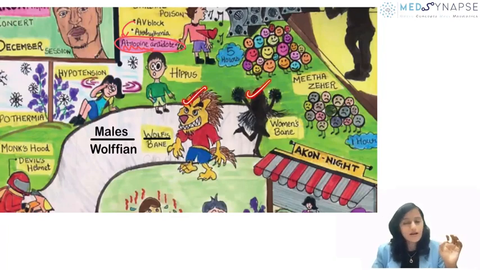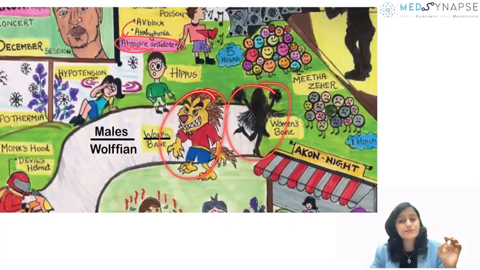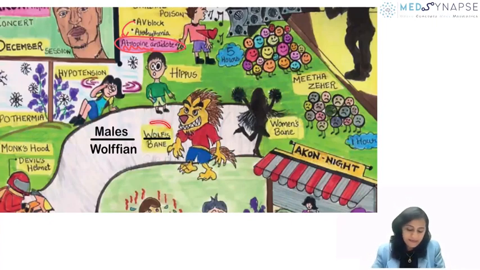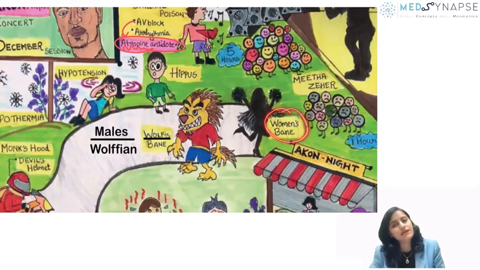Who were there in the concert? The males also and the females also. So wolves, males are wolves, right? You remember Wolffian duct is male reproductive duct ka. So wolf's bane and women's bane, that is the other name for aconite.